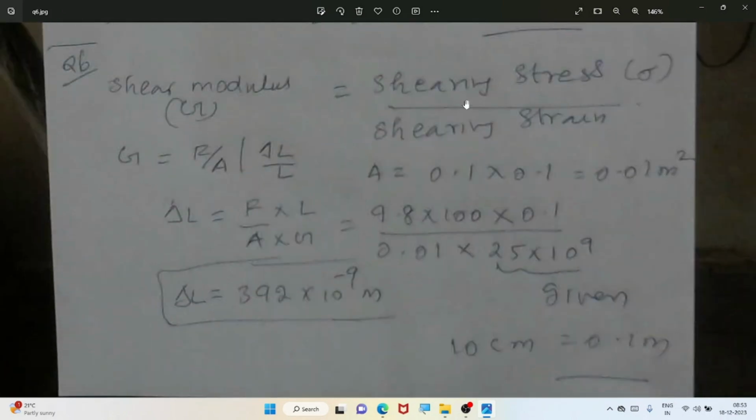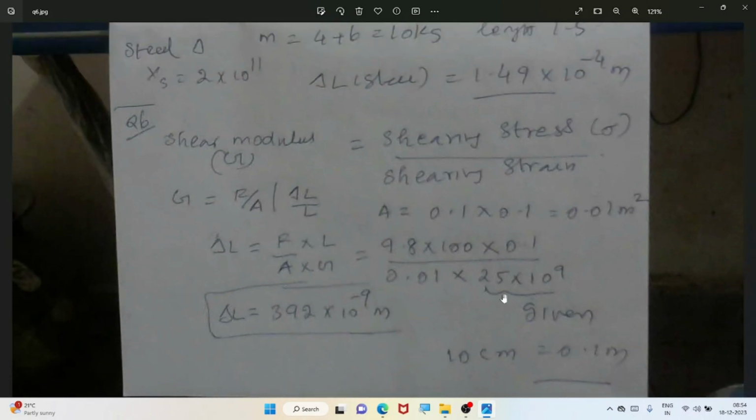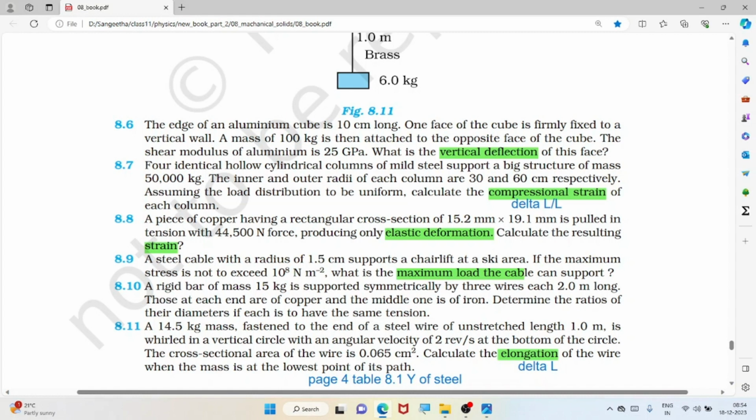Shear modulus equals shear stress by shear strain. Okay, force by area A, this is in meter. So the delta L, the 0.1 is 10 centimeter. This is given. Shear modulus is given, 25 GPa.